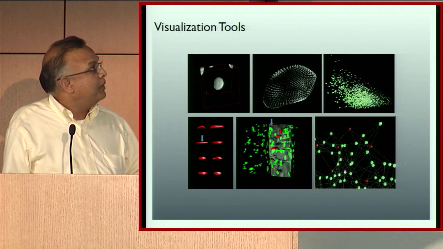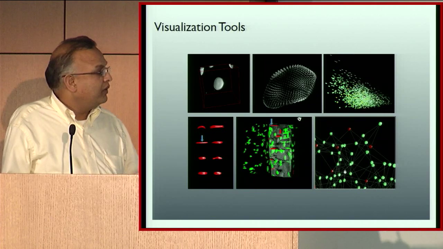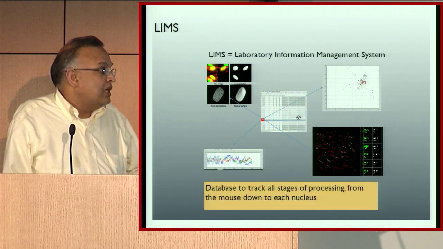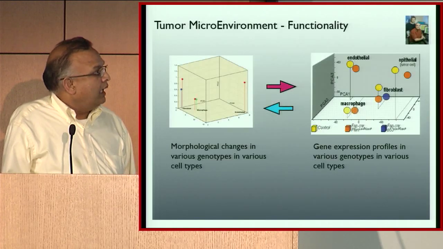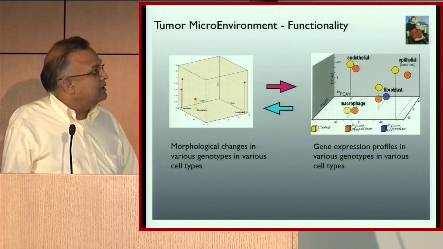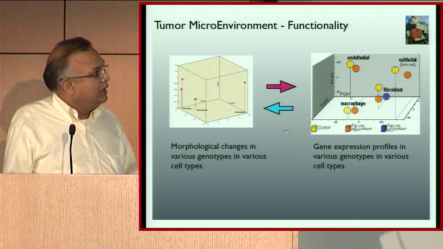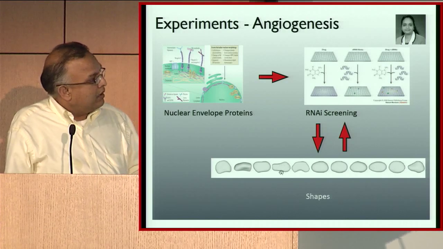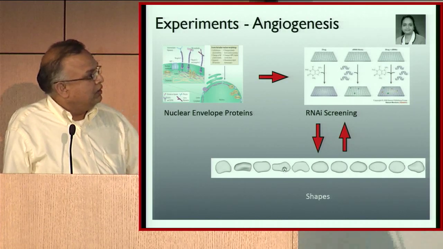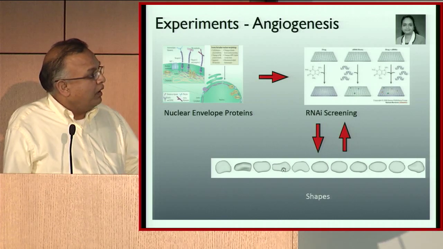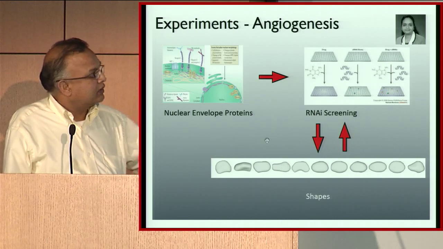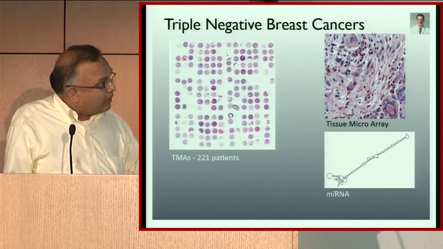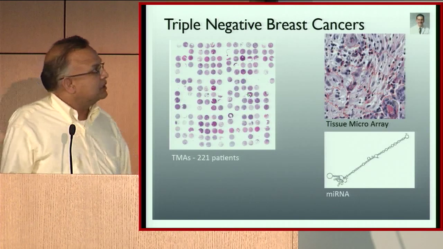And of course, we had to build many, many tools. That's what we are, really toolsmiths. And of course, databases, and almost like a LIMS system we had to build. And now we are trying to relate it to the biology. Can you relate shape to gene expression changes? Can you use some of the ideas we learned in nuclear shape morphology, what happens in angiogenesis? Can you relate that to what's going on in the nuclear envelope? We're trying to go back to the biology as much as possible.